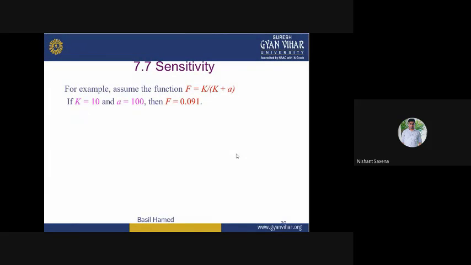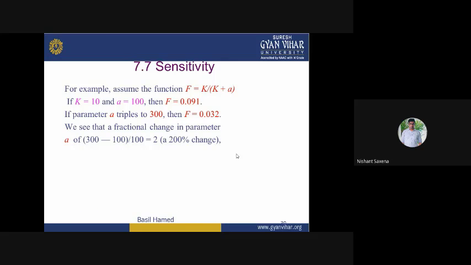Now let's see an example. Assume the function F equal to K upon K plus A. If K is equal to 10 and A is equal to 100, then the function F will be equal to 0.0191. And if the A parameter triples, that is, we increase it from 100 to 300, the F will be equal to 0.03. That means the F will decrease. So we see that the fractional changes in the parameter A from 100 to 300, that is of only 200% change, yields a change in the function.